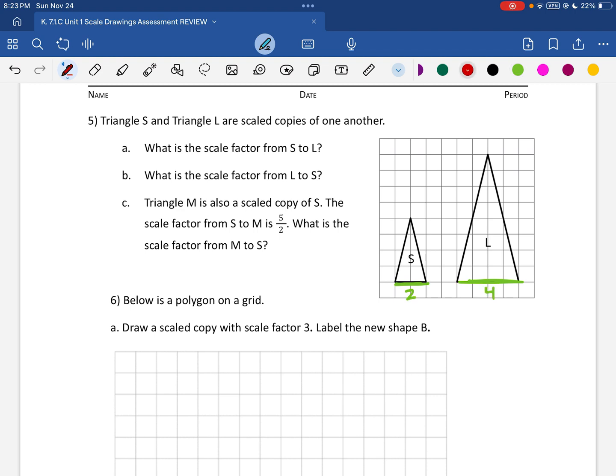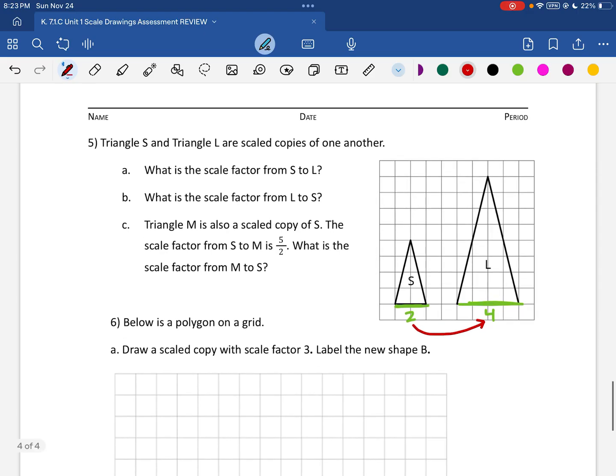Remember, scale factor is what we multiply by. So what number am I going to multiply by to turn a 2 into a 4? Again, hopefully that's mental math for you. If not, work backwards and divide. But 2 times 2 is equal to 4, so the scale factor from S to L is 2 because I multiplied by 2. What is the scale factor from L to S?